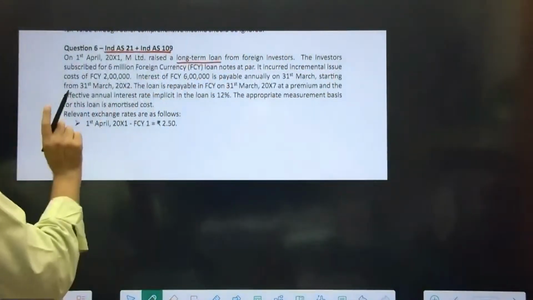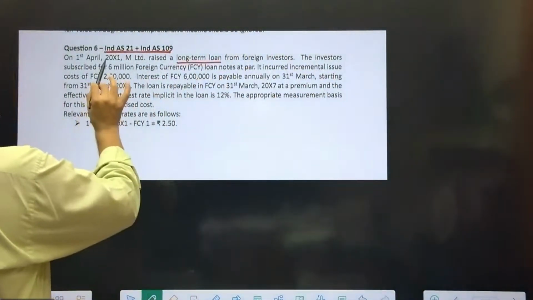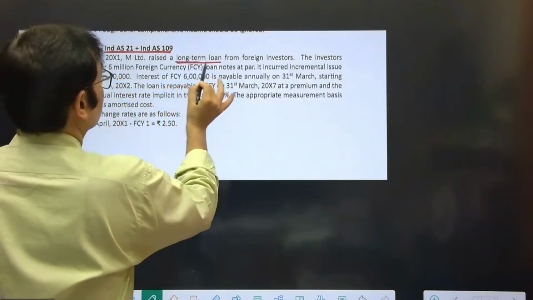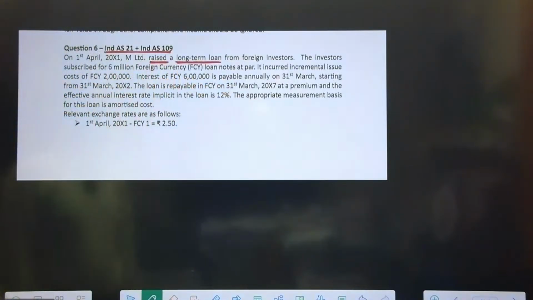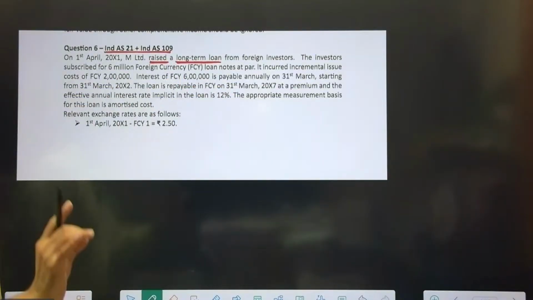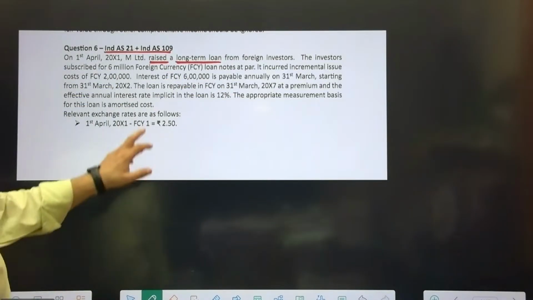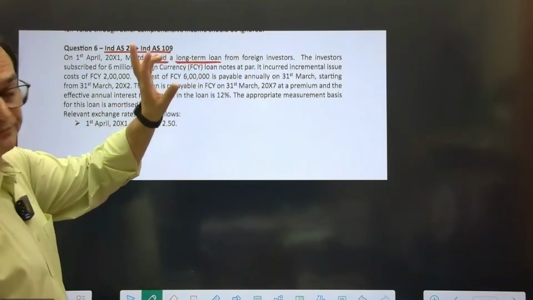Let's proceed. Now, my question, first of all, if M company raised a long-term loan, is it a liability or is it an asset? Is it a liability or is it an asset? You are raising a long-term loan.